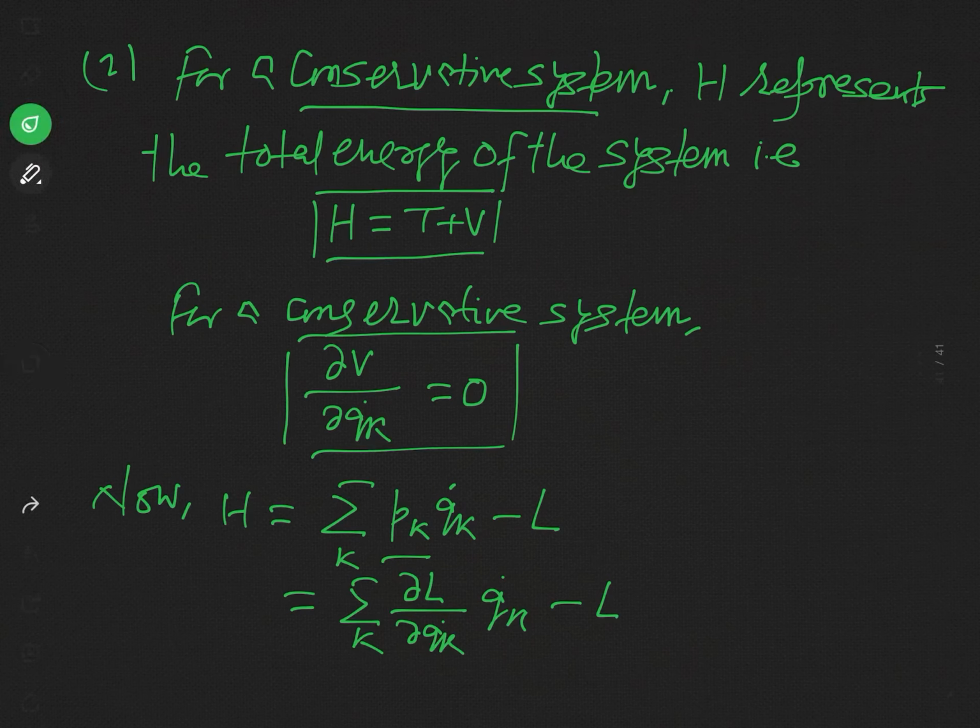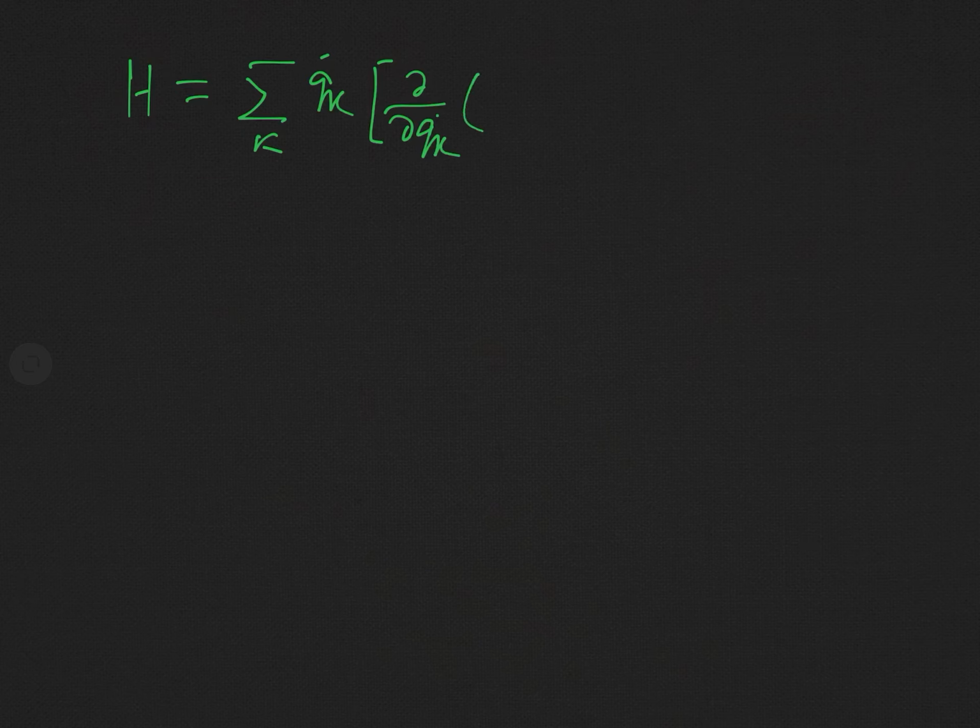And we can write this expression, that is expression for H, as summation over k q̇k ∂/∂q̇k of L, and you know L means T minus V. So L is replaced by T minus V. And this is minus L. As we know that Lagrangian is defined as T minus V, where T is kinetic energy and V is potential energy. Now let us simplify this result to some extent.